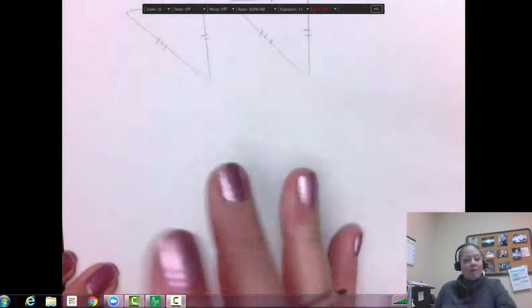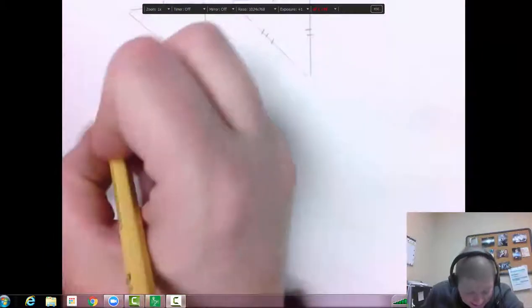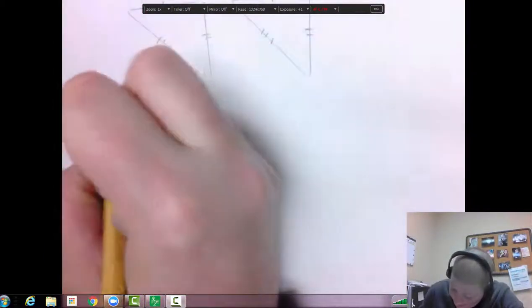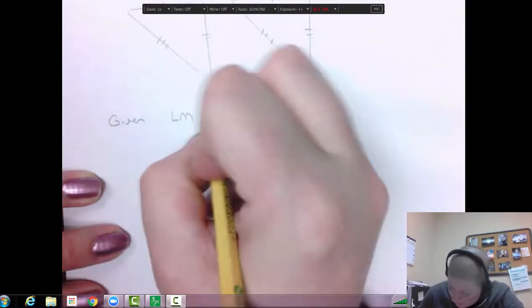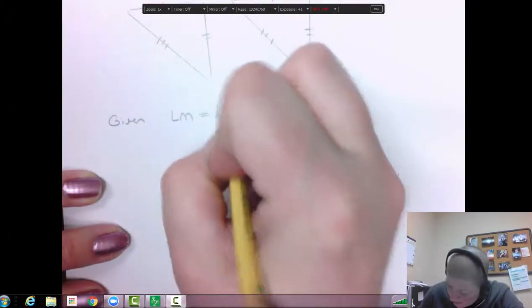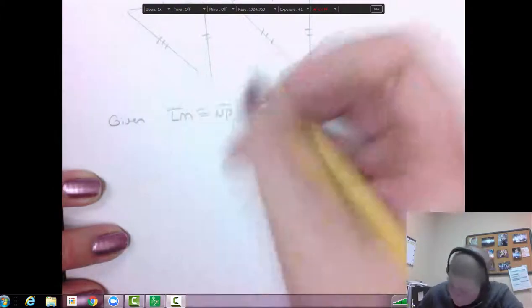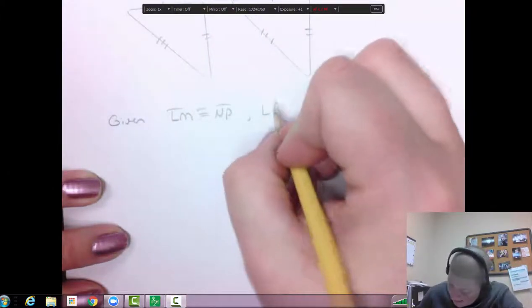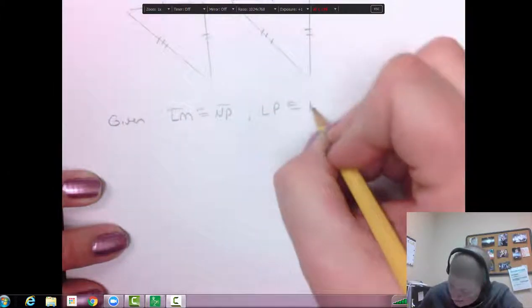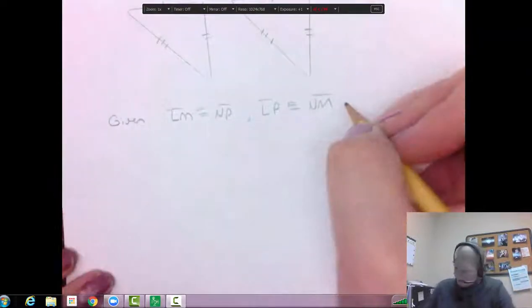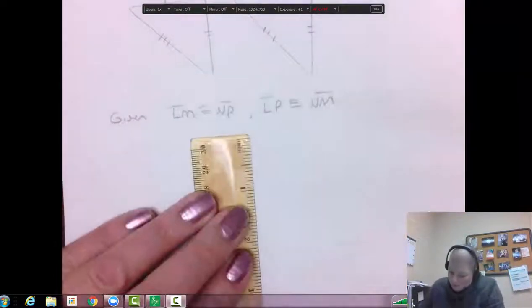All right, so let's do one proof using the side, side, side. So let's say I'm given LM is congruent to NP, and I know LP is congruent to NM, and I have the following drawing.